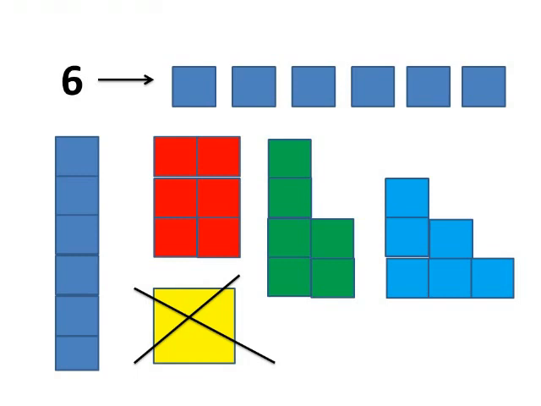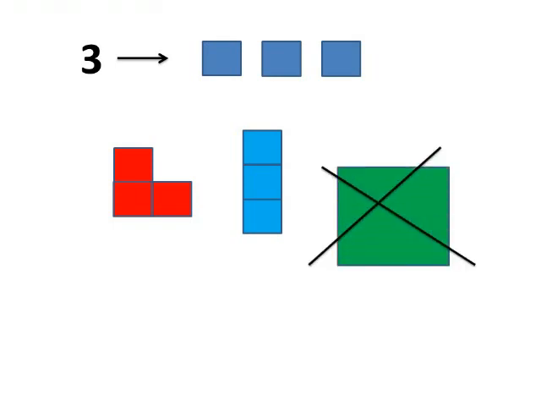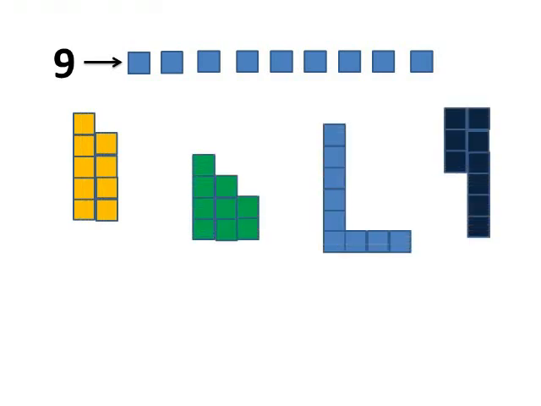So let's take 3 again. It can be represented by 3 units square. As I arrange 3 units square into different shapes, we see that 3 units square cannot be arranged in the form of square. Let us take 9. It can be represented by 9 units square. Let us arrange 9 units square into different shapes. We see that 9 units square can be arranged in the form of square.